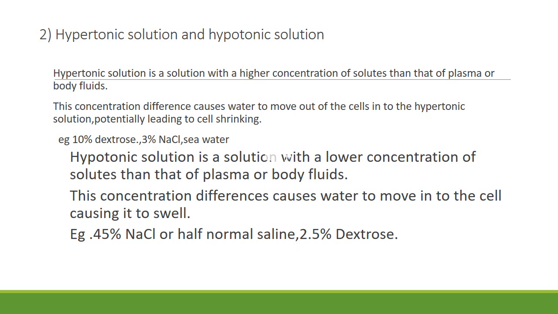So two examples have been given. One is 0.45 percentage of NaCl, or half normal saline. And the second example is 2.5 percentage of dextrose. Whereas in hypertonic solution, the dextrose concentration is 10 percentage. So 10% dextrose is a hypertonic solution, whereas 2.5 percentage dextrose solution is a hypotonic solution.